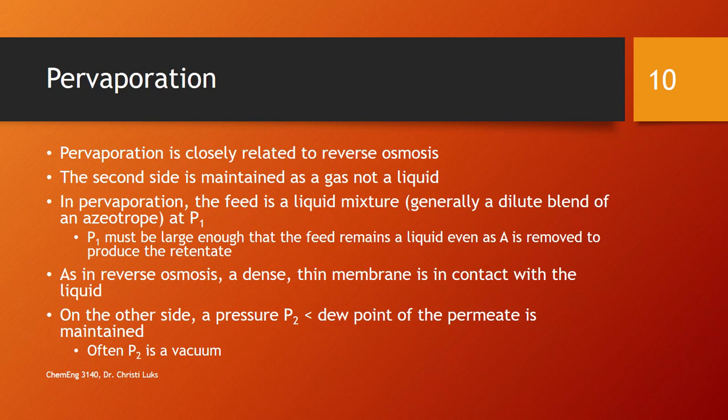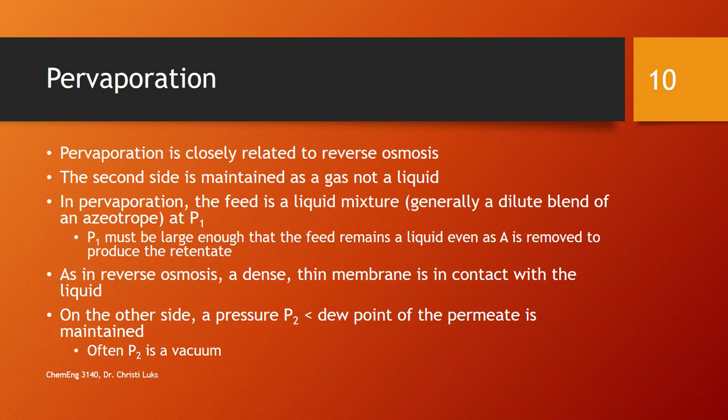So the liquid feed, you're going to maintain it at a pressure so that as you remove material, it still remains a liquid. So generally this means you need to keep that pressure high. On the gas side, you want to make sure that it stays a gas, and so we need to keep that pressure low, below wherever the dew point pressure would be for this permeate. Often this is a vacuum.